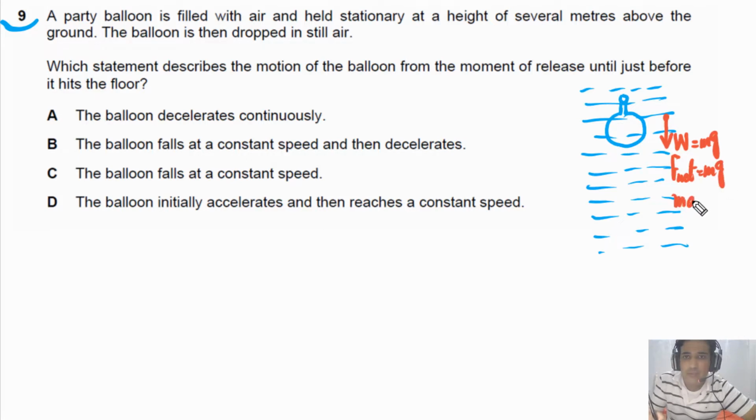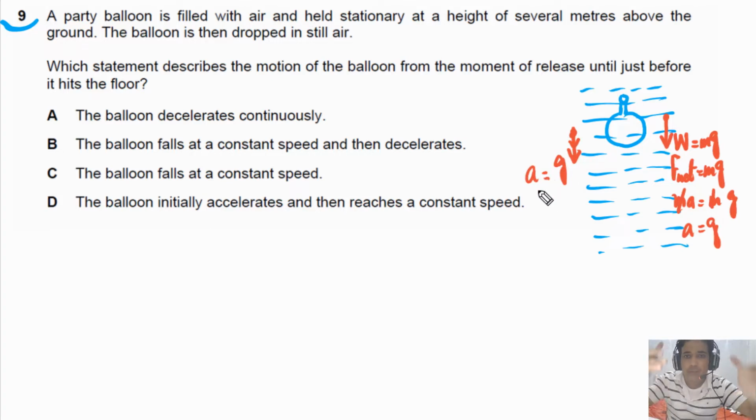Net force is equal to ma, so we can say ma is equal to mg. So from here we can say a is equal to g. So mass is cancelled with this mass. So initially the net force on balloon is downwards, and it has net acceleration downwards, that is equal to g, means a is equal to g. But when this balloon will start moving, there will be air resistance, and air resistance will act upwards. Why air resistance? Because balloon will hit.